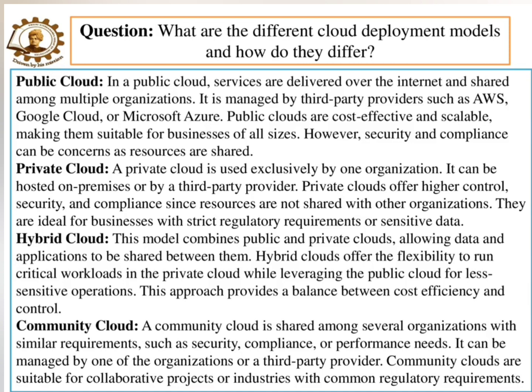Number 3 is hybrid cloud. It combines elements of both public and private cloud. An organization can leverage the scalability and cost effectiveness of a public cloud for certain tasks while keeping sensitive data on a secured private cloud.